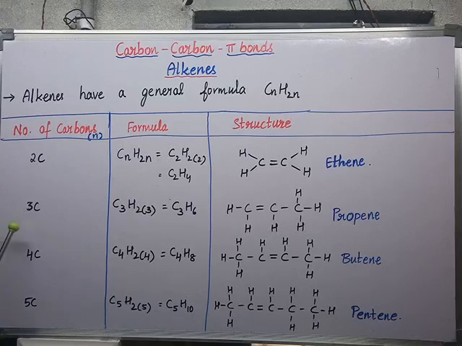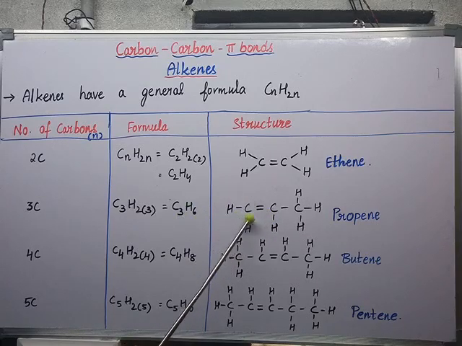Next, coming to the third carbon. Three carbons I'm taking and substituting in this formula, C3H2 into 3. So we are getting C3H6. Firstly, write the carbon chain and you can keep the double bond anywhere. After keeping the double bond, start attaching hydrogens. While attaching hydrogens, you should see that around carbon there must be four bonds.